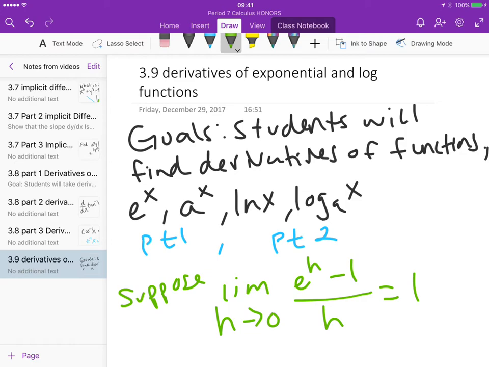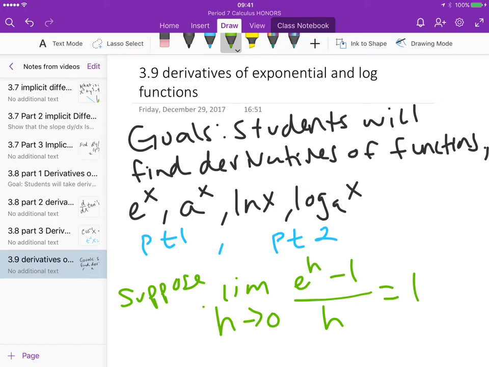By the time this is all said and done, we want to make sure that you guys can find the derivatives of functions that look like e to the x, functions that look like some value a to the x power, functions using the natural log, and functions using log with a random base of a. That's going to be split up between two parts. For our purposes in this video, we are going to look into part one, which is find the derivatives of e to the x and a to the x.